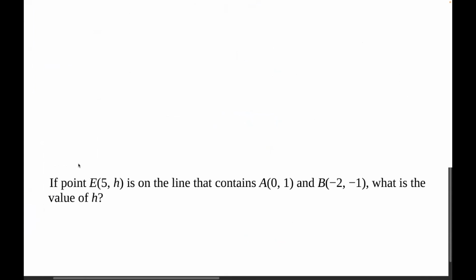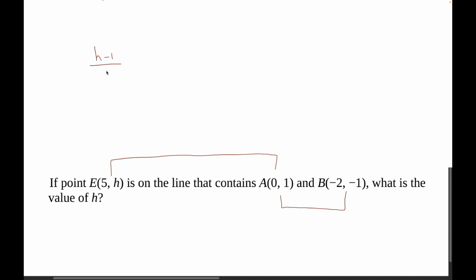So let's check another question. They say if point E is on the line that contains A and B, what is the value of h? So what I will do is the same thing. I'm going to find slope by using these 2 points, and I will find slope by using these 2 points. Then I will equalize them because the same line contains those points. So let's find the first one.